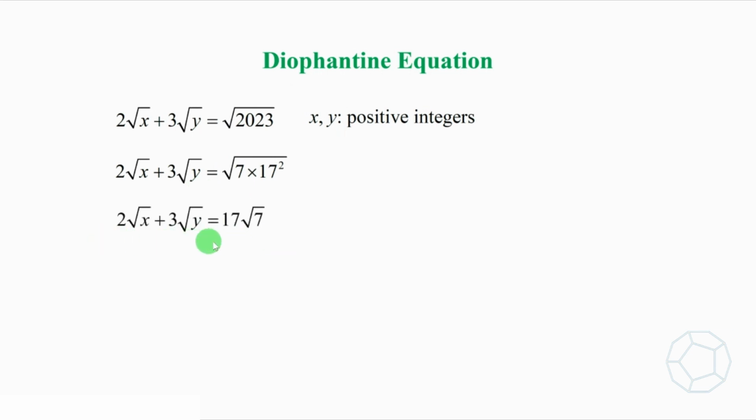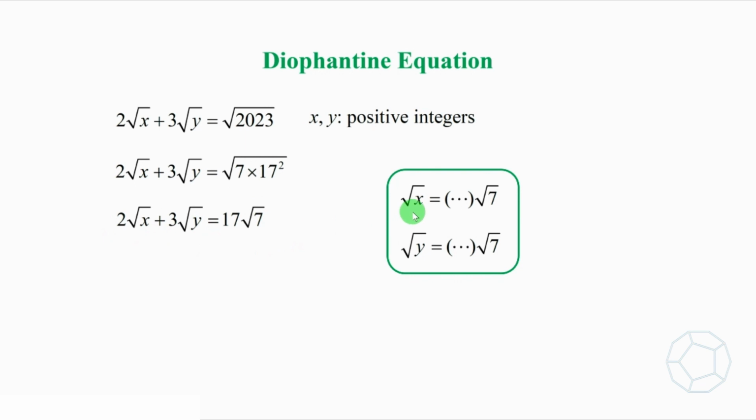Let's take a closer look at the equation. If we can add up the two terms to get a single square root 7, then the simplest forms of square root x and square root y should also have square root 7. In other words, x and y should be in the form of 7 times some square numbers. Let's check out if it is really the case.